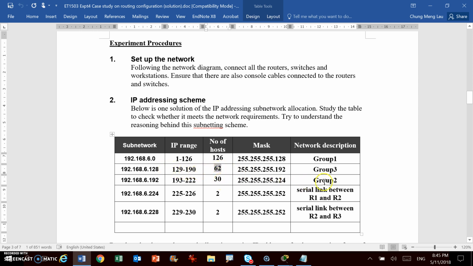And lastly, we'll do for group 2. Group 2 requires 25 IP address. A .224 subnet mask will give us 30 IP address. So good enough for group 2 user LAN. Okay, then we also need IP address for our serial link. Serial link between R1 and R2, R2 and R3. So this will be the subnetting solution for our network.